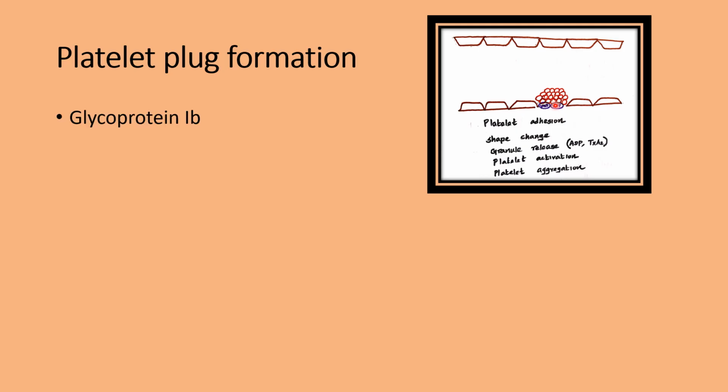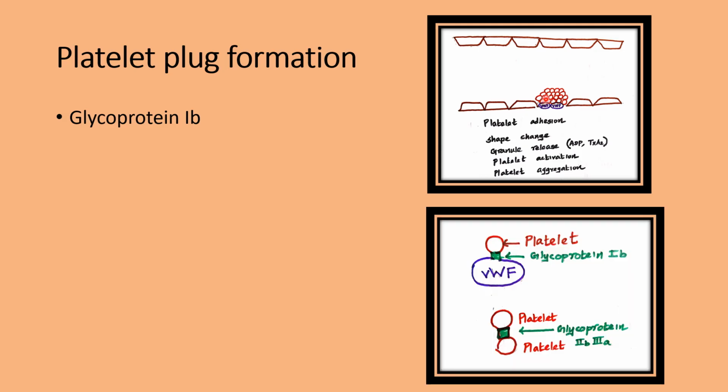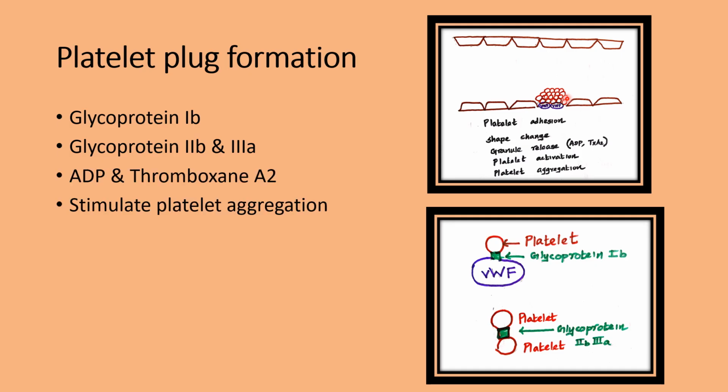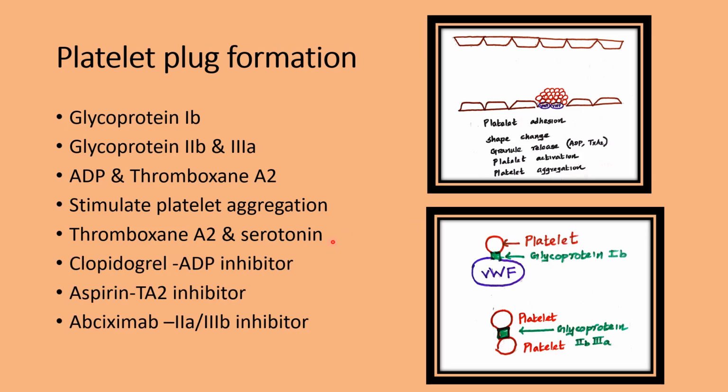Glycoprotein 1b is important for the attachment of the von Willebrand factor to the platelets. So glycoprotein 1b is important for the attachment of the platelet to the von Willebrand factor. Glycoprotein 2b3a is important for the attachment of platelets to each other. Each platelet is attached with 2b and 3a. So ADP and thromboxane A2 released from the platelet granules stimulate platelet aggregation. Thromboxane A2 and serotonin are also important for platelet aggregation.